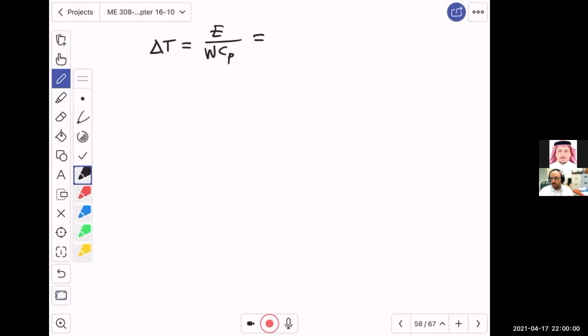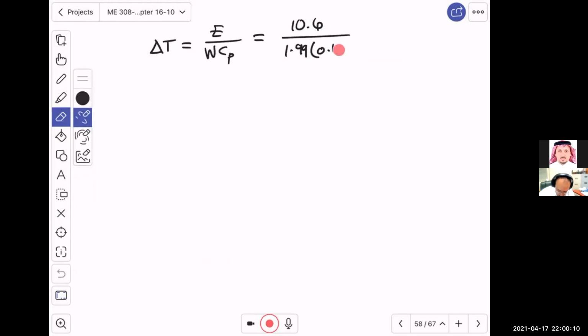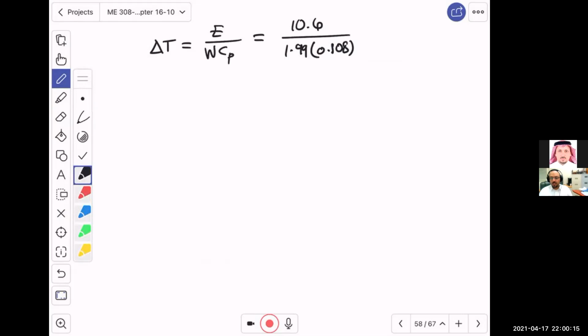So what do we have here? We have 10.6 divided by 1.99 multiplied by 0.108, the CP. And if you calculate this, you will end up with 49.3 degrees Fahrenheit.